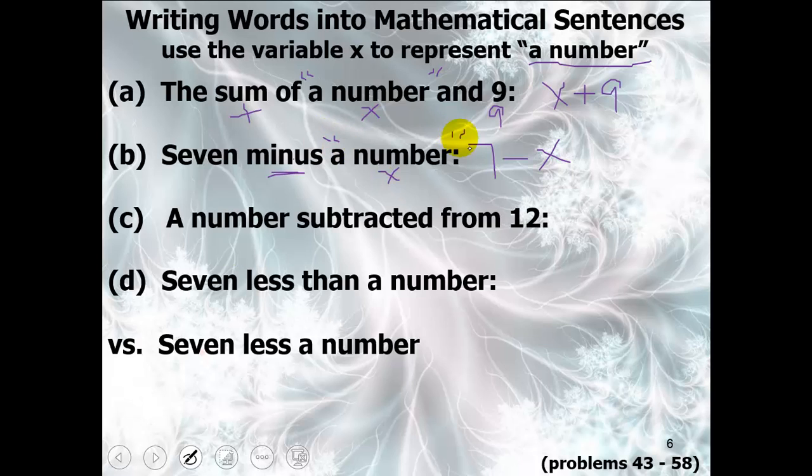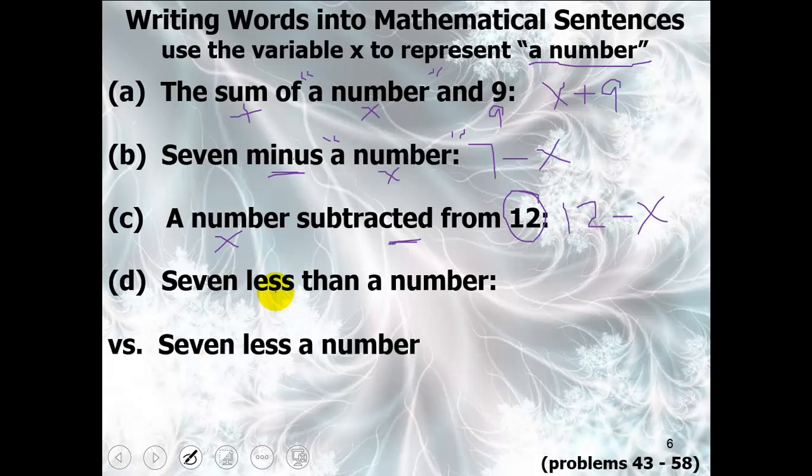A number subtracted from 12. Well, this tells us to subtract, but now we have to reduce 12. We don't reduce the number, we have to reduce 12. So this is like a less than. You have to flip the order as you read them. This needs to be 12 minus x.